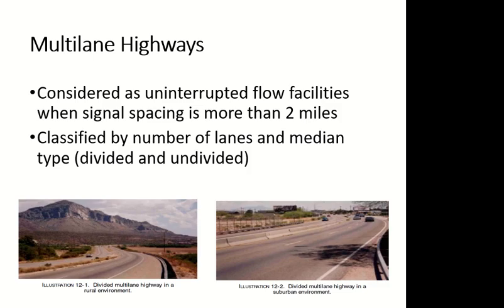Then we have multilane highways. They again have at least two lanes, but the main difference between them and the freeways is that these facilities have intersections. However, the intersections must be at least 2 miles apart for the segment to be called a multilane highway, or to be treated as uninterrupted. So any part of a multilane highway which you are treating as uninterrupted should have a spacing of at least 2 miles between the intersections. This is the main difference between them and the freeways.